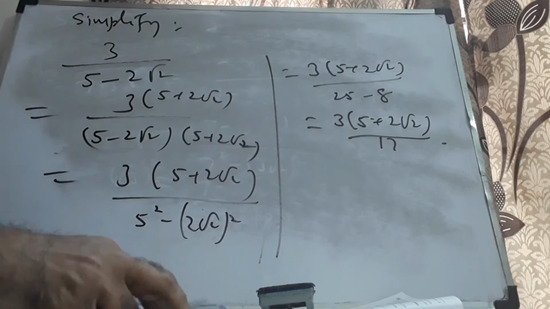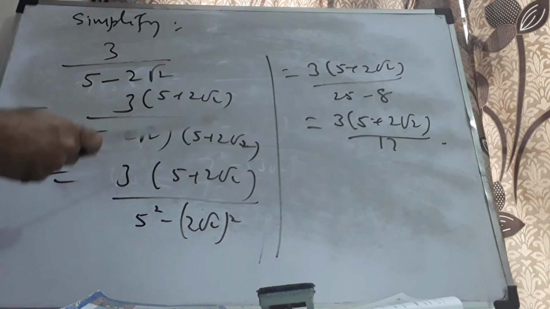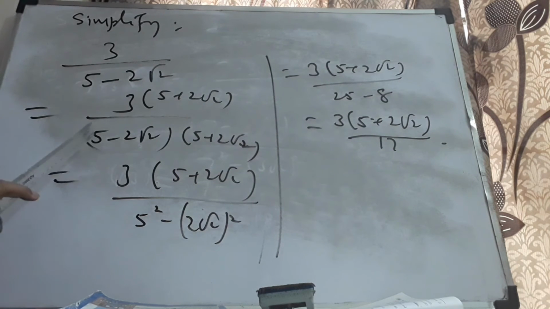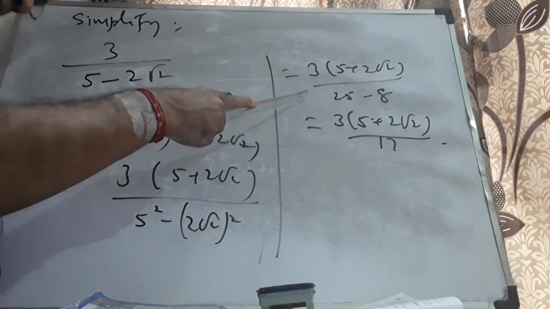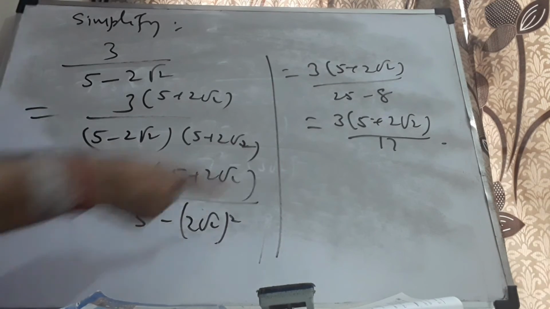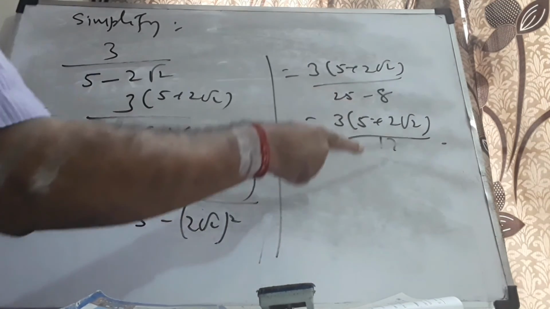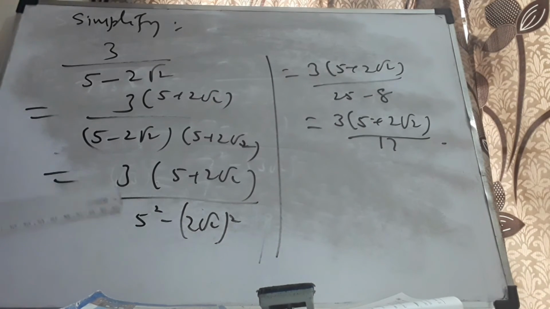Let me just check once again. 3 divided by 5 minus 2 root 2 multiplied by 5 plus 2 root 2. Denominator becomes 5 square minus 2 root 2 the whole square. 5 square is 25. 2 square is 4, root 2 square is 2. 4 2s are 8. 25 minus 8 becomes 17. Nothing gets cancelled. If you are given a specific value for root 2, you can simplify. Otherwise, you can leave it as it is.